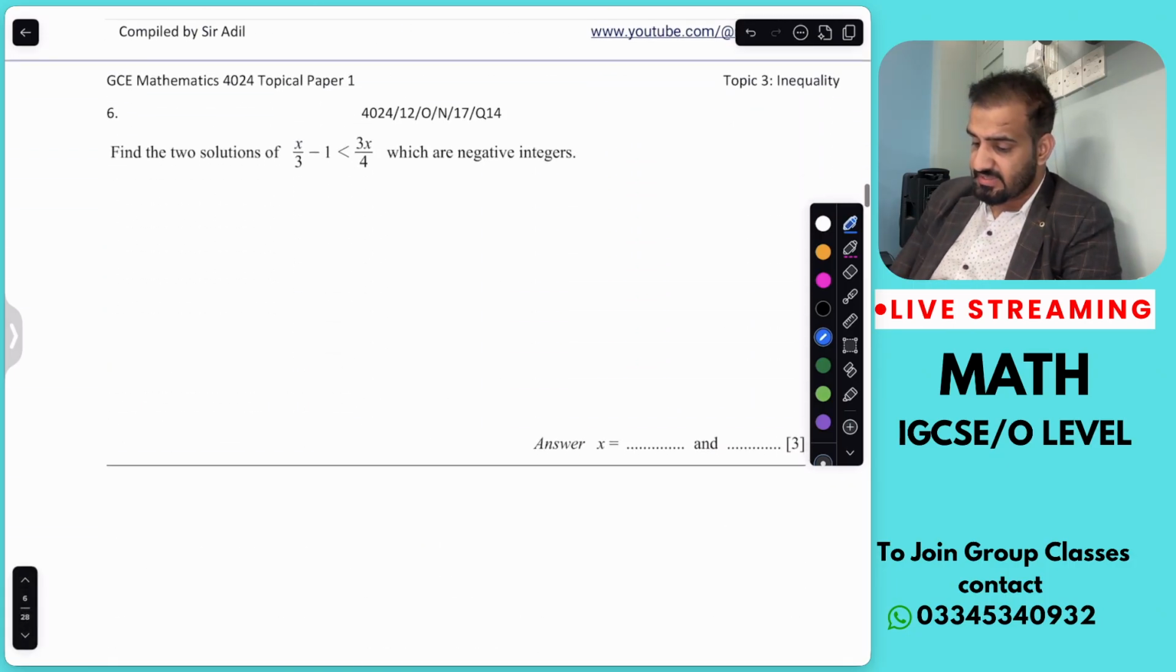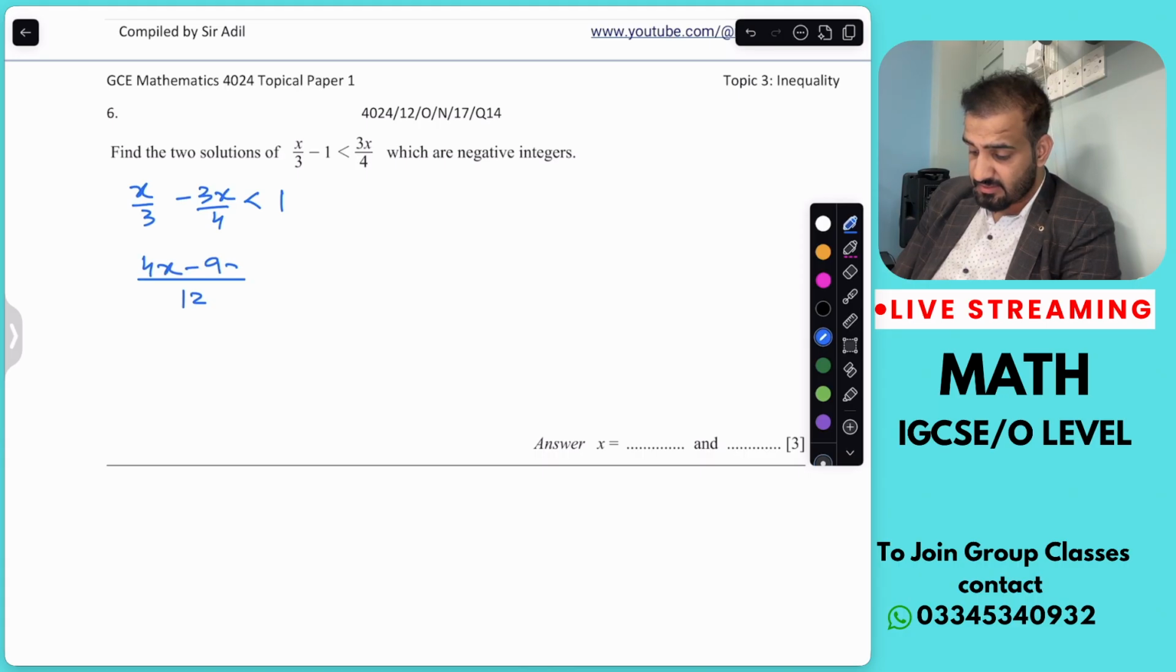Moving on to question 6, x over 3 minus 3x over 4 less than 1. So 4 threes are 12. So 4x minus 9x is less than 1. So minus 5x over 12 less than 1. So minus 5x less than 12, x greater than minus 12 over 5.